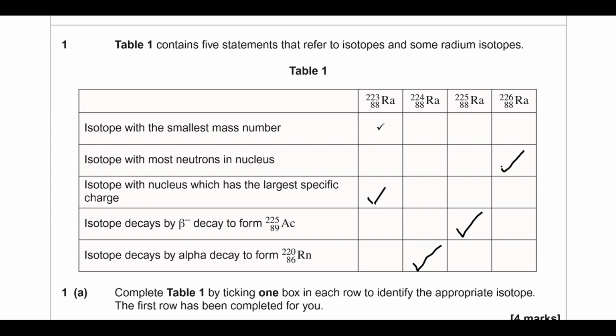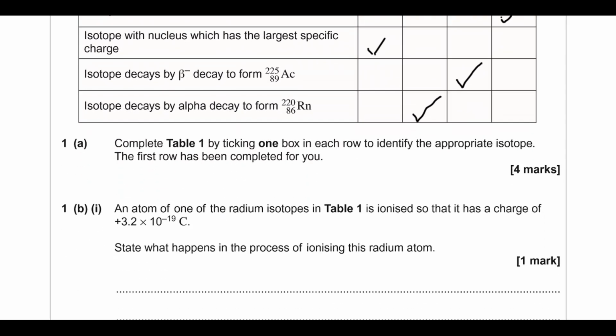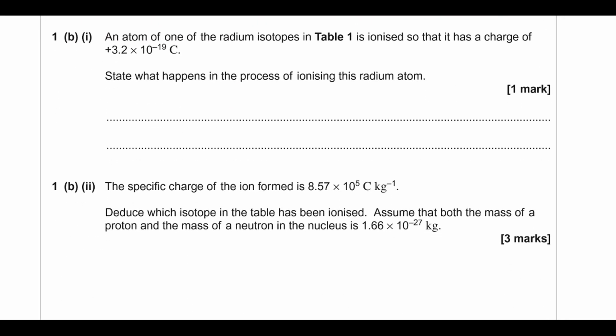Okay, so an atom of one of the radium isotopes in table 1 is ionized, so it has a charge of 3.2 times 10 to the minus 19, that's plus 3.2. State what happens in the process. Well, if it's got a plus charge, you must have removed electrons, and if it's got 3.2, that means 2 electrons have been removed.